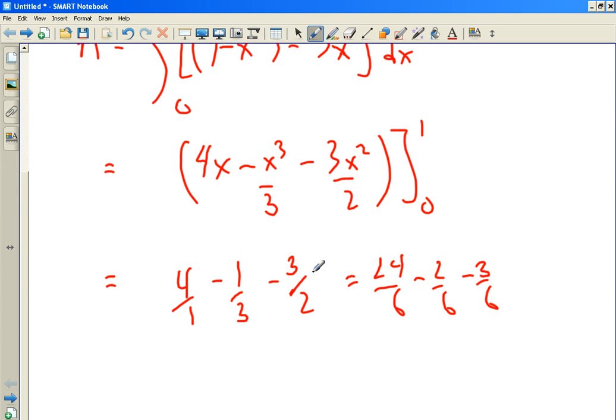Okay, so when you plug in the 1, it's 3 halves. You multiply top and bottom by 3, it's 9/6, right? All right, so minus 9/6. So this is negative 11, and it's positive 24, so 13/6. And you can always get a decimal equivalent if you feel like it, or a mixed number, and you're done.